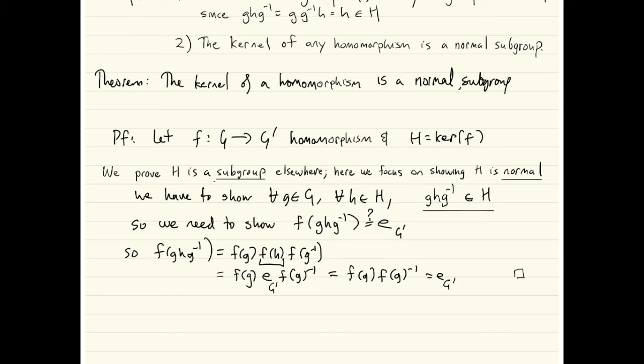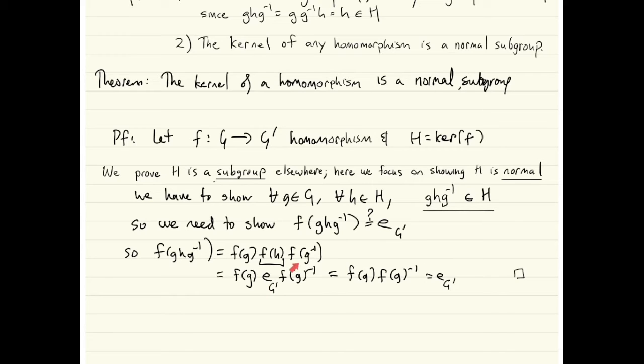Okay, so let's compute what f of ghg inverse is using the fact that f is a homomorphism. And what that means is that you can split up or distribute f along each of the factors of your product. So f of g times f of h times f of g inverse. And f of h is the identity element since h is in the kernel. So f sends h to the identity element.